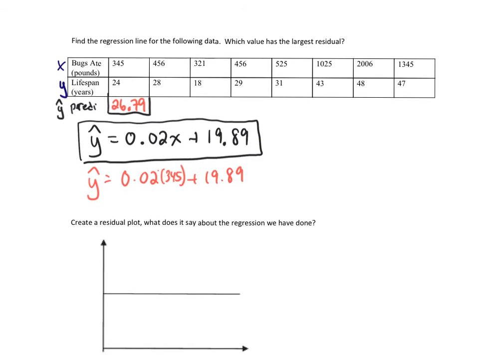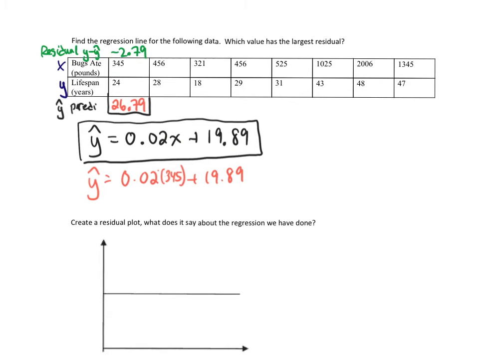What I'm really trying to do, because eventually I'm trying to figure out which one has the largest residual and then find a residual plot, is find my residual up here. So remember, the residual is going to be y minus y hat. In this case, that's 24 minus 26.79. That's going to give me negative 2.79 for that residual. That means the actual value was 2.79 smaller than my predicted value.